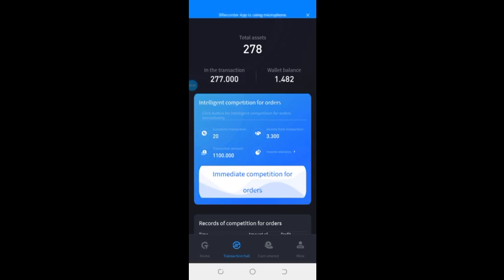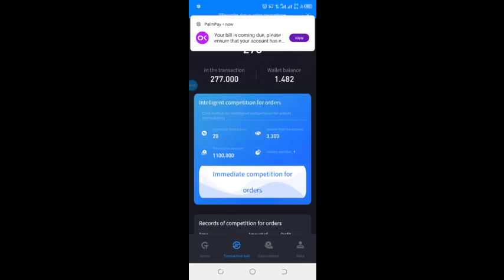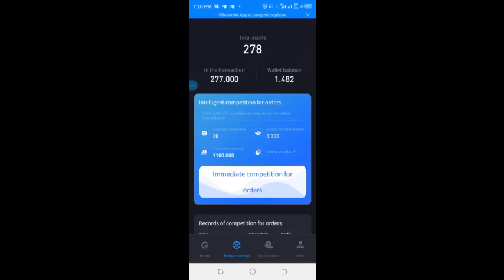For you to trade, you just need to click on immediate competition for orders. But because I am having less than $5 now, it won't go. When I have up to $5, or after the completion of the current transaction, then I can start another one afresh. By doing this, you are making nothing less than 3% on a daily basis, provided you are consistent with the trade initiation. All right, so you can make money with your phone, wherever you are, at the convenience of your house.